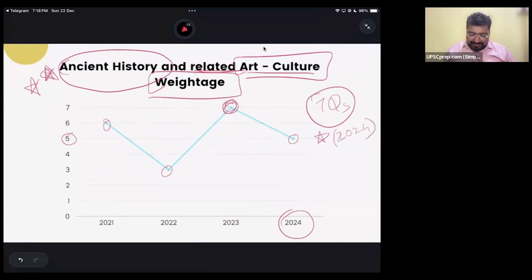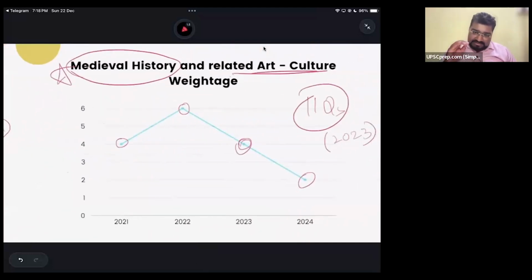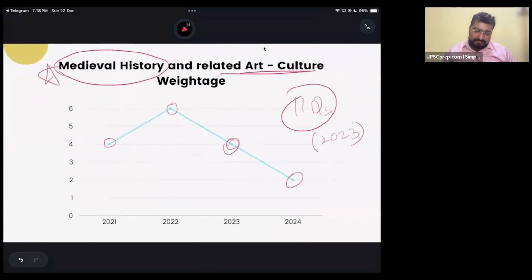Got it? So you can get an average of 7 to 11% of your prelims is the game of ancient, medieval, and art and culture. So please do not neglect these subjects. Read them properly, understand the concepts. I will give you a basic approach for how you should go through these particular subjects.